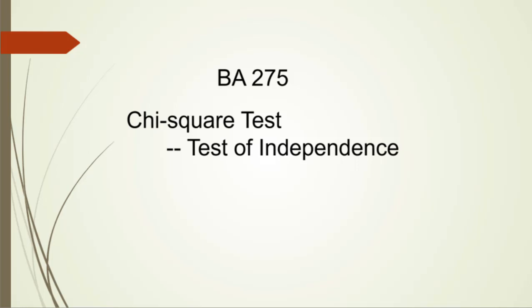If they have certain association, we would say they are dependent or not independent. If they have no relationship, we would say they are independent. In this presentation, we would discuss how chi-square test can be used to perform this test of independence.